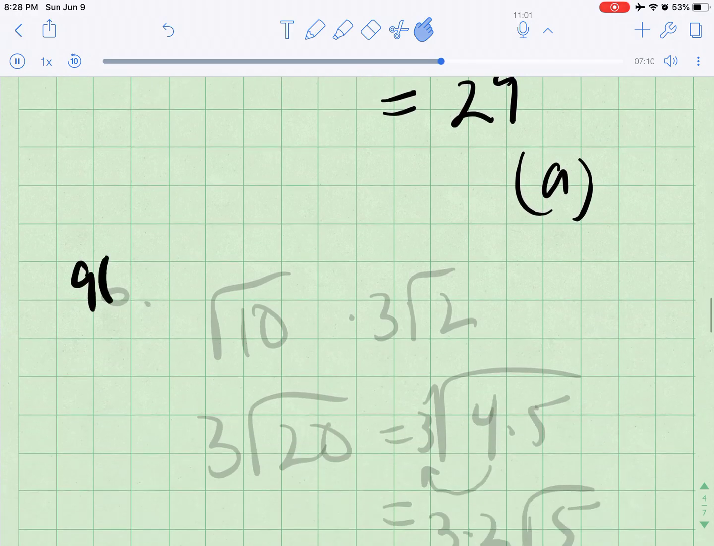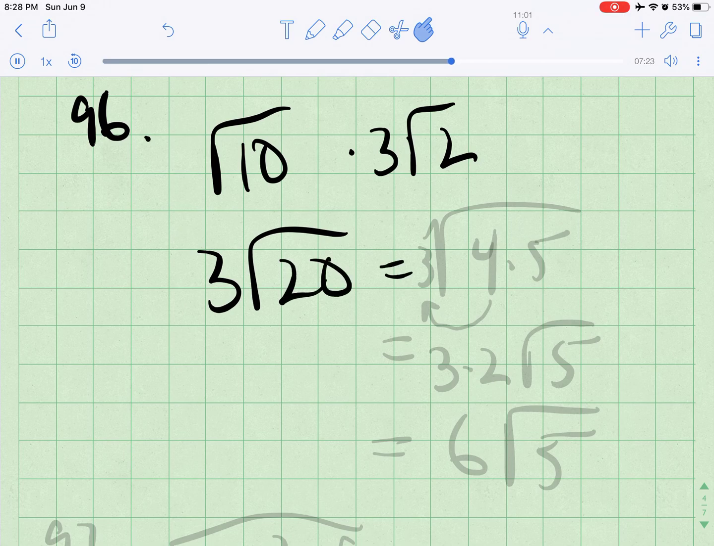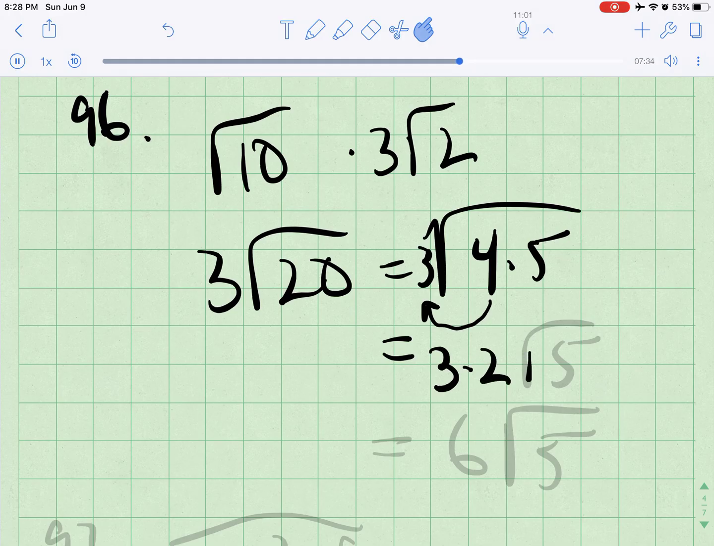96. Root 10 times 3 root 2. This is going to be 3 root 20, which is equal to 3 times 4 times root 5. You could take the square root of 4, it becomes 2. So now you have 3 times 2 times root 5, which is equal to 6 root 5.